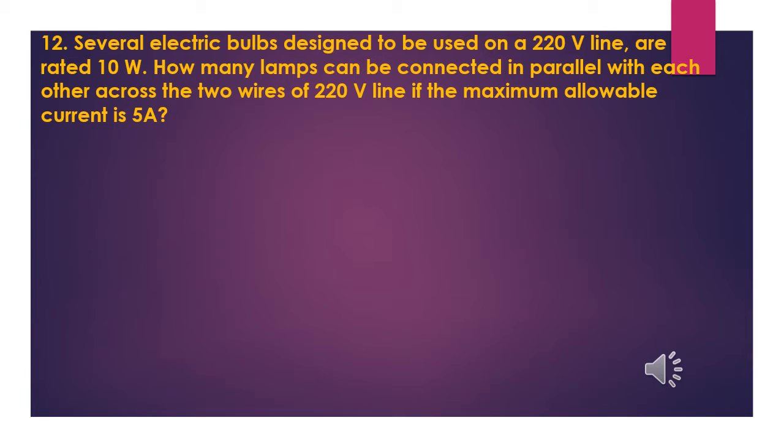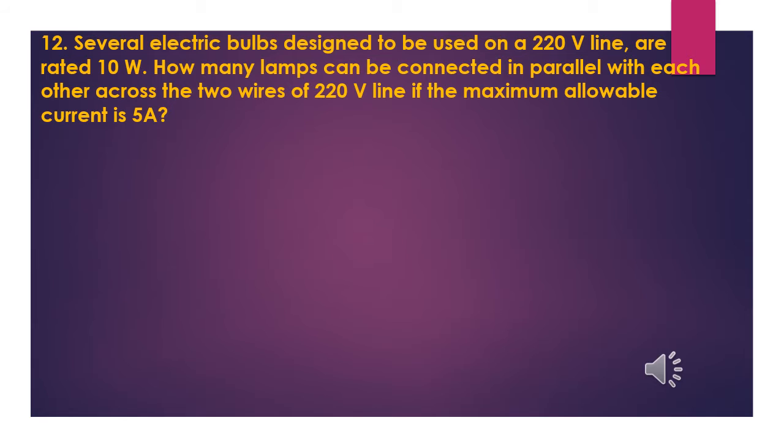Question number 12. Several electric bulbs designed to be used on a 220 volt line are rated 10 watt. How many lamps can be connected in parallel with each other across the two wires of 220 volt line if the maximum allowable current is 5 ampere?